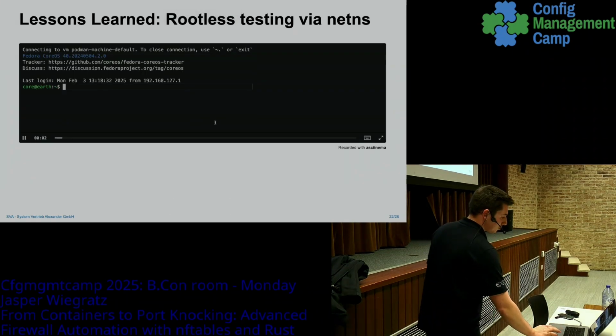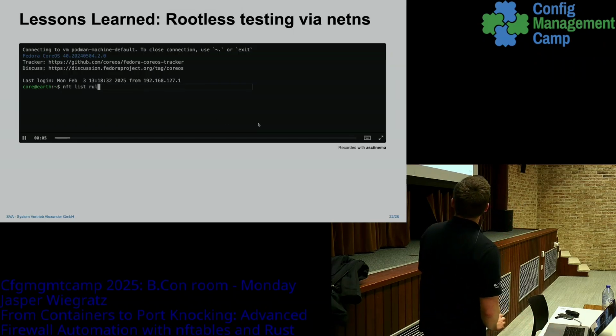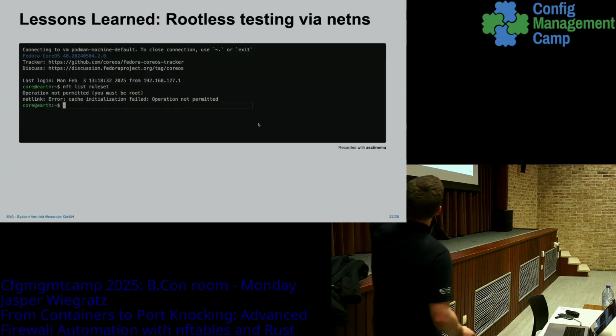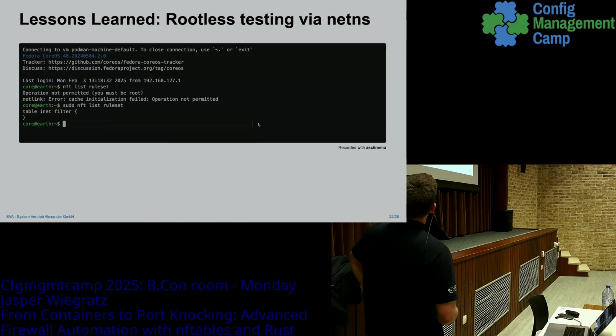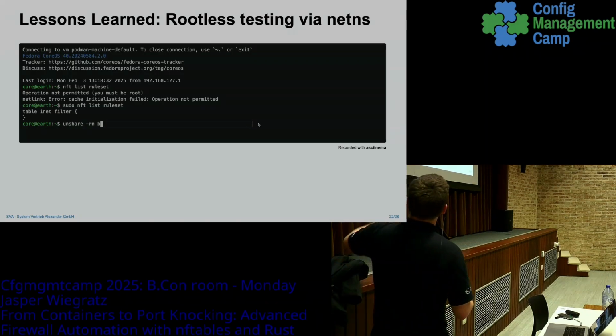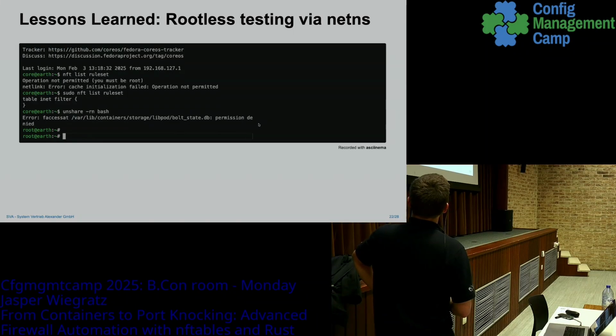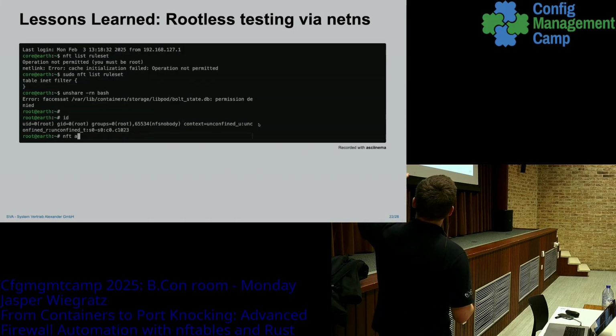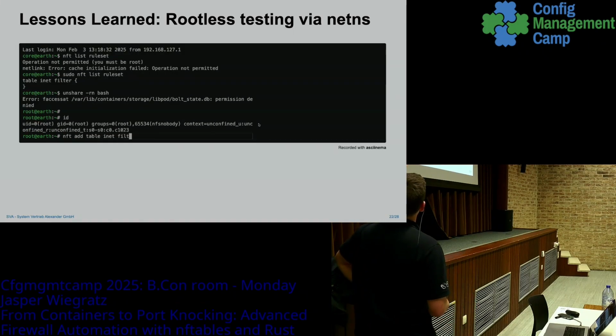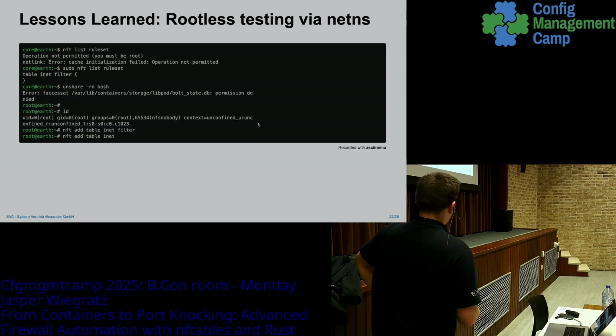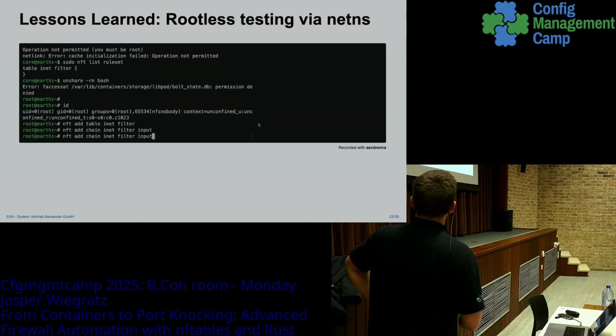Okay, so we are on a Linux system, and we try to look at nftables. It doesn't work from a non-root user. So if I put sudo there, then I can see nftables. So with unshare -rn bash, I went into a network namespace. So I can now, as an unprivileged user in this namespace, interact with nftables directly.